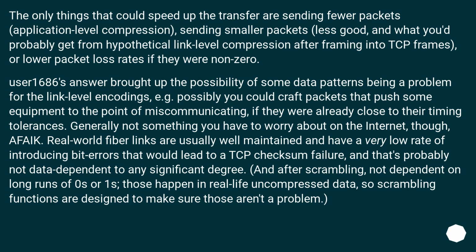Real-world fiber links are usually well maintained and have a very low rate of introducing bit errors that would lead to a TCP checksum failure, and that's probably not data dependent to any significant degree. And after scrambling, not dependent on long runs of zeros or ones. Those happen in real-life uncompressed data, so scrambling functions are designed to make sure those aren't a problem.